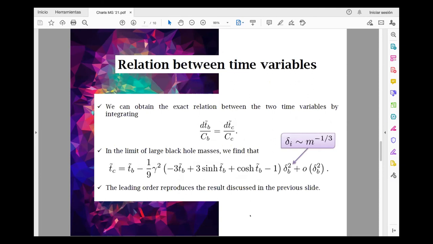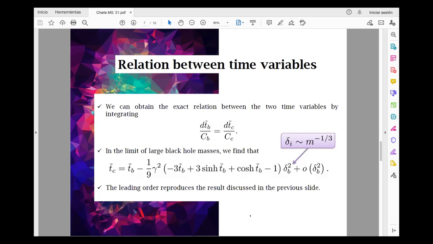So if we take the definitions of the time variables and equate them in a simple manner, we can integrate them to obtain an equality between two functions of the time variables, providing an implicit relation between them. Using the asymptotic expansions that we had computed before, we can in fact extract the relations in the limit of large black hole masses. And not only the leading order term that reproduces the result discussed in the previous slide, that they are equal, but also the next to leading order one, which allows us to realize that not only are these time variables equal for large masses, but also they are equal in a neighborhood of the horizon where the quantum effects are expected to be negligible.